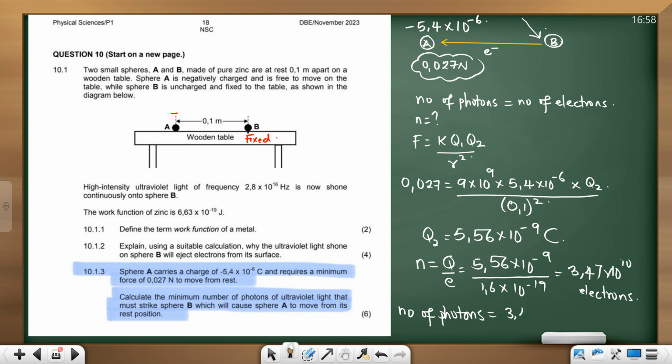Oh, sweet. So the number of photons that we are looking for is actually 3,47. By the way, you must also know that the charge of a photon is the same as the charge on an electron in terms of magnitude. The charge of a photon is also 1,6 times 10 to the power negative 19, only that it is positive, while an electron is negative. Lovely question here, 6 marks. Did it make sense, guys? Make use of the information you are given. You are given force, you're given distance, so definitely the examiner wants us to work with electrostatics. Very beautiful, I love it.